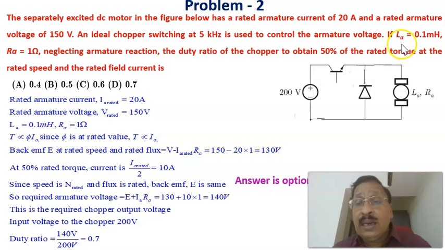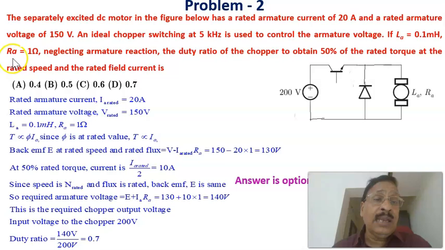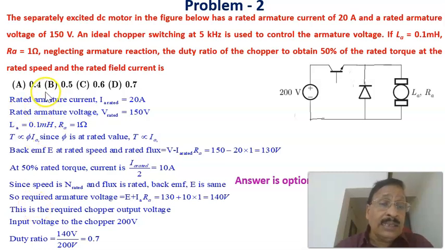The armature inductance is 0.1 millihenry and the armature resistance is 1 ohm, neglecting the armature reaction. What should be the duty ratio of the chopper to obtain 50% of the rated torque, at the rated speed and the rated field current? That is the question, and the answers are given. In order to do this, let us see.